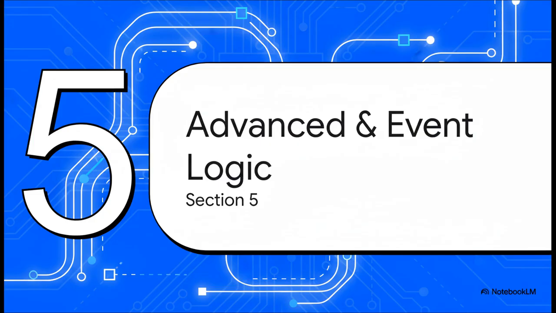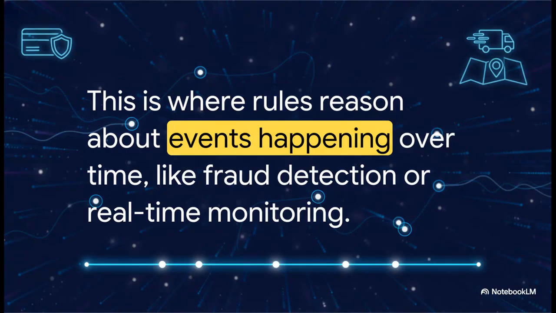And now for our final section. We're about to get into one of the most powerful things a modern rule engine can do: complex event processing, or CEP. This is where things get really, really interesting. This is where rules stop looking at a static snapshot of data and start analyzing a constant stream of events as they happen over time. We're talking about real-time fraud detection, system monitoring, complex logistics, you name it.